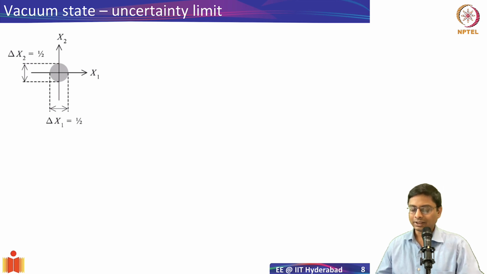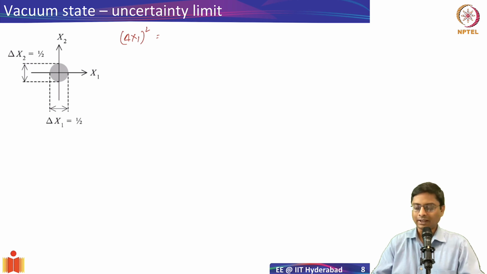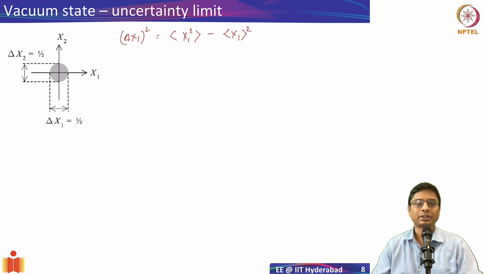The way we do that is by computing the variance. Let me say my variance in x1, delta x1 whole square. From basic probability or random process theory, I can write this as the expectation of x1 square minus the expectation of x1 whole square. This is what I was referring to when we were discussing the last question in the last lecture. How do we compute it exactly? Once we compute it, we can evaluate the uncertainty.